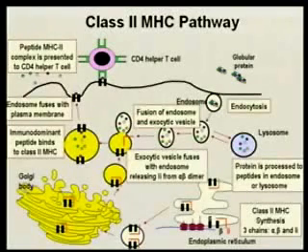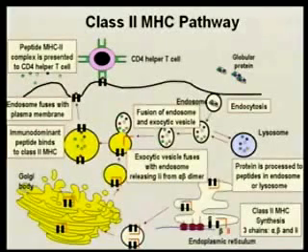As we mentioned, this environment is pretty lytic. What happens is when these two fuse, this environment becomes such that this invariant chain is now cleaved off of the MHC class 2 molecule. You have a free MHC class 2 molecule, and in this same compartment you have the different peptides. These peptides are then able to associate with the MHC class 2 molecule, and they are then transported to the cell surface, where they can interact with a CD4 helper T cell.